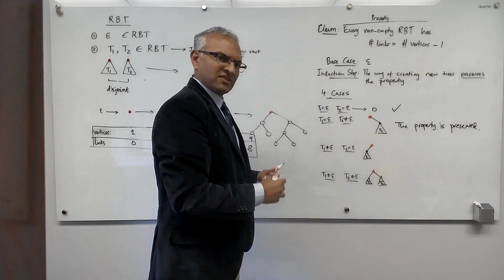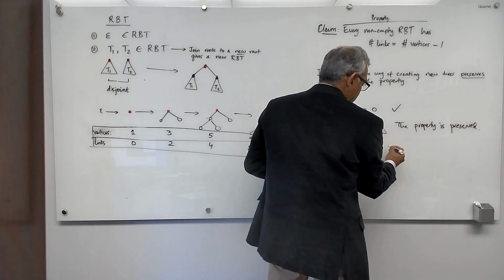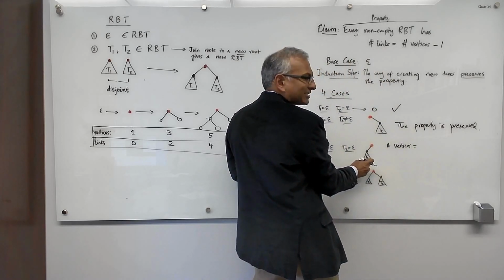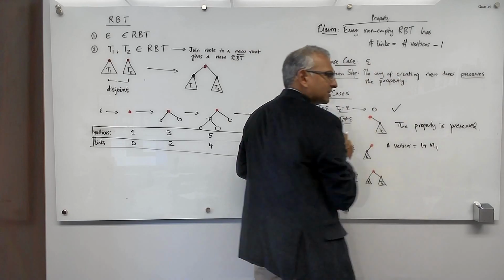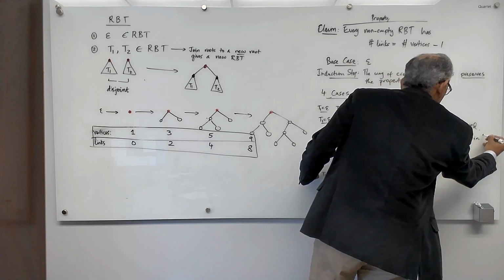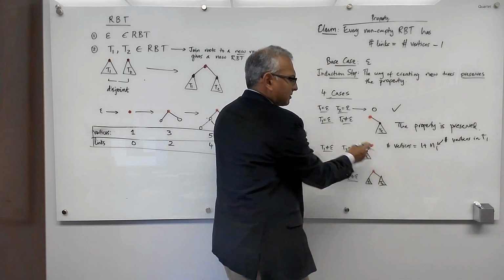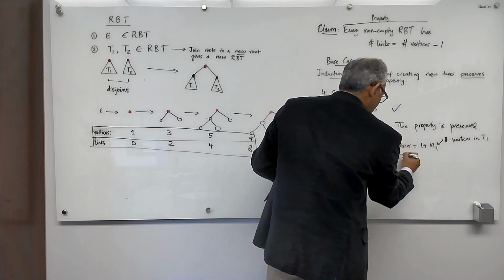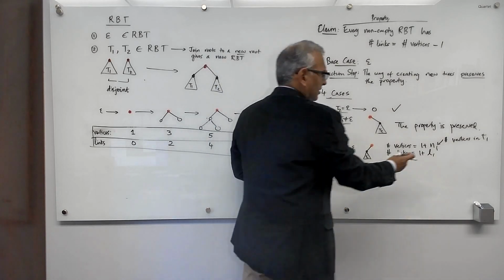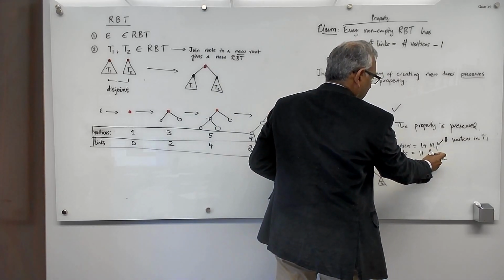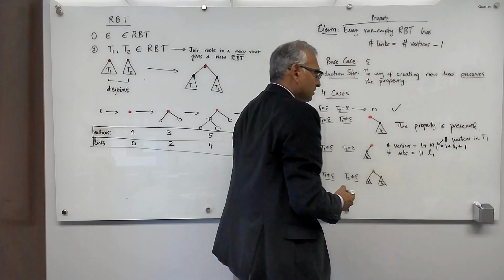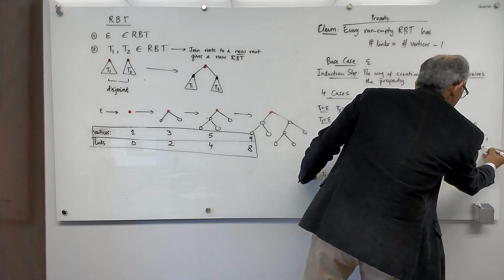Okay, what about in this case? Very similar. Let's count up the number of vertices. So the number of vertices is equal to 1 plus n1, where n1 is the number of vertices in T1. And how many links? It's 1 plus the number of links in T1. Number of links equals 1 plus L1. And the same argument, n1 is equal to L1 plus 1. So this is equal to 1 plus L1 plus 1. Why? Because n1 is equal to L1 plus 1.